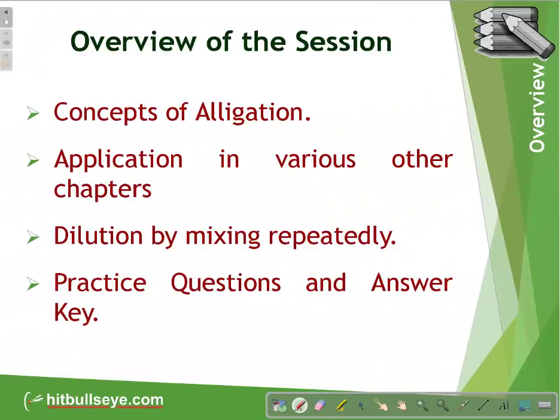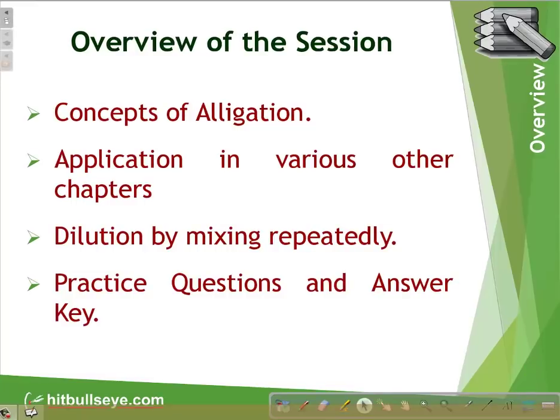Before we proceed, let's have a look at what all we are going to cover in this session. In this session, we are going to learn the basic concept of allegation, the application of this concept in all the other chapters, then the concept of dilution by mixing the other content repeatedly, and lastly, there will be a few practice questions and answers for your further development. So first of all, let's learn the concept of allegation.